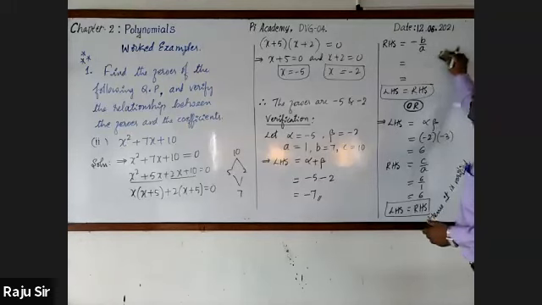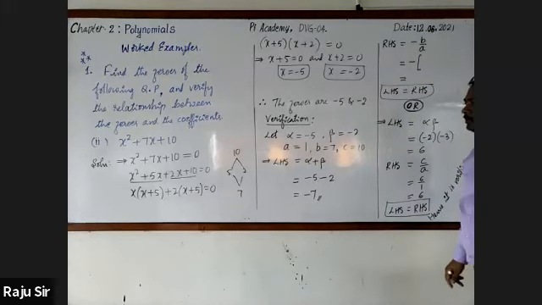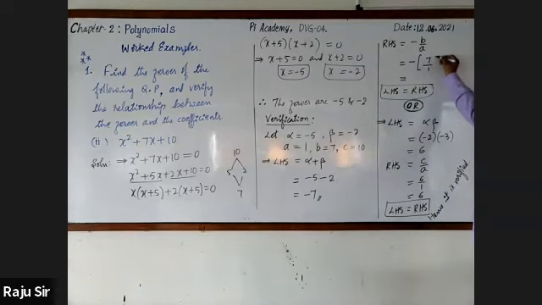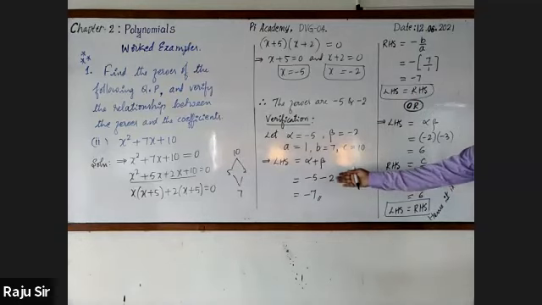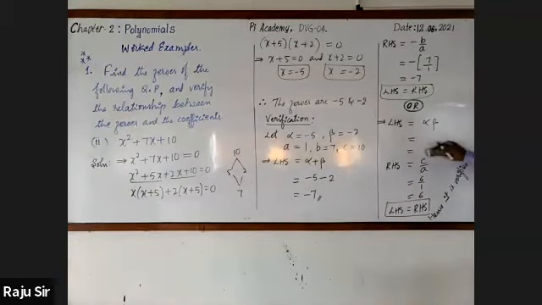Take RHS part. Minus b by a, where b is 7, a is 1. 7 by 1 is 7. It will be minus 7. LHS equal to RHS, because LHS is minus 7 and RHS is also minus 7. If you want, you can verify the next statement also.